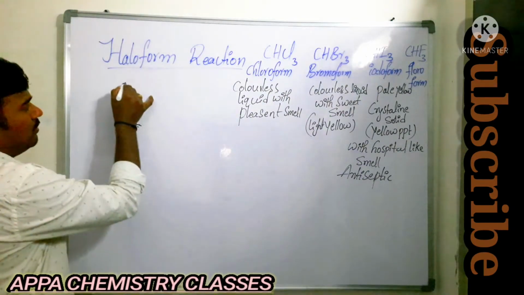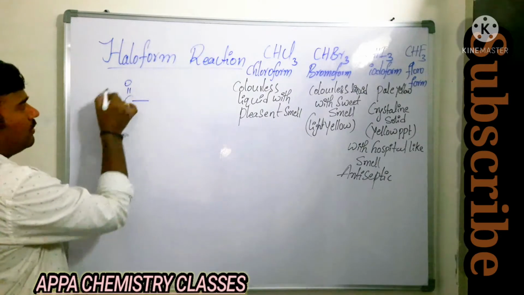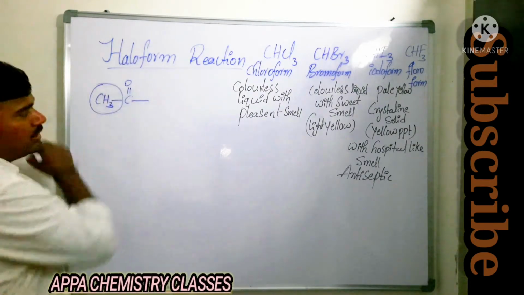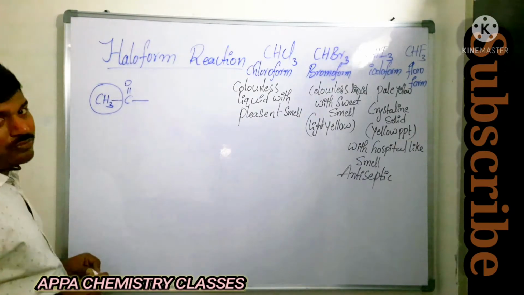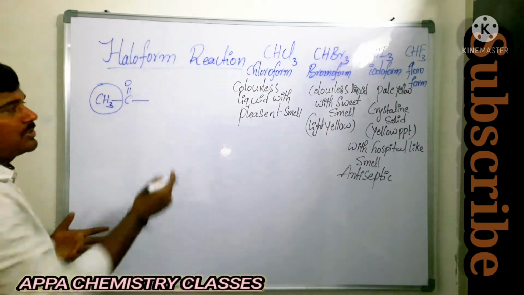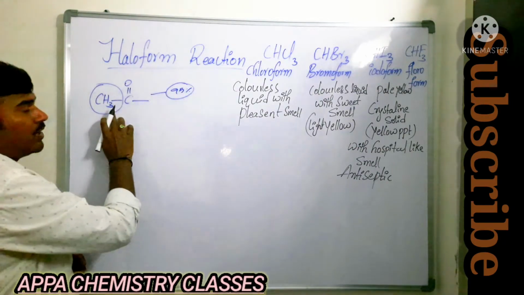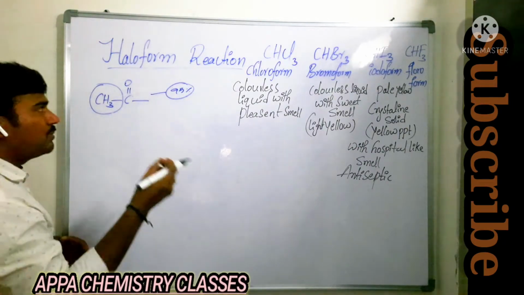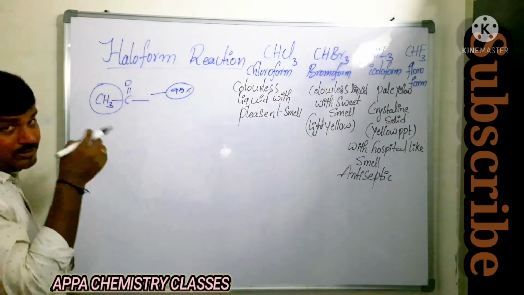Carbonyl compounds with at least one methyl group, that is, the carbonyl carbon attached to a methyl group. Such types of compounds participate in the haloform reaction. This is also not 100%, only about 95%. Without this functional group, about 5% of compounds will also participate in the haloform reaction. We will see those here.